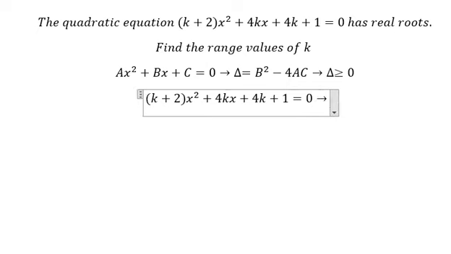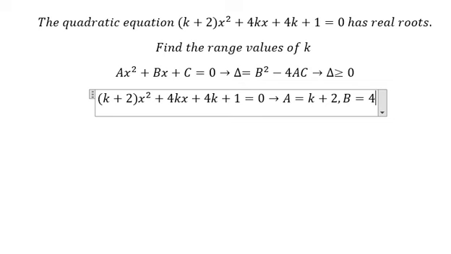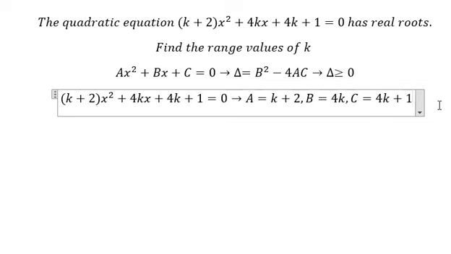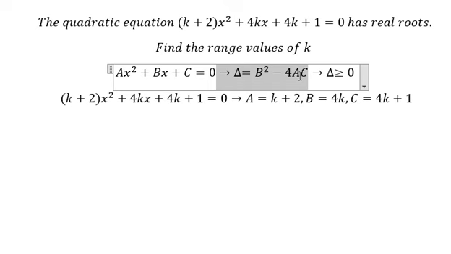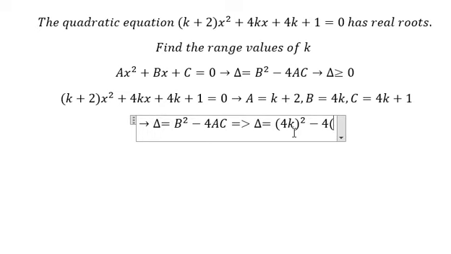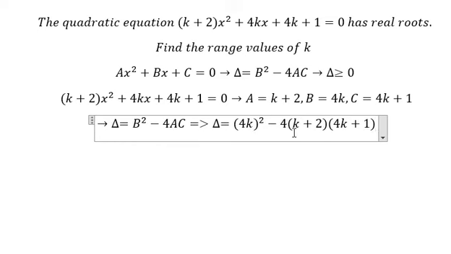So here we have a equal to k plus 2, b equal to 4k, c equal to 4k plus 1. And now we have this here. So we have delta equals 4k squared minus 4 multiplied by k plus 2, and we have 4k plus 1. Now we need to simplify this.